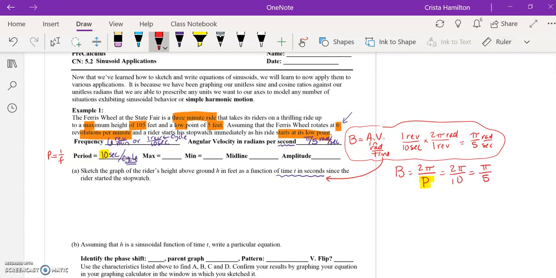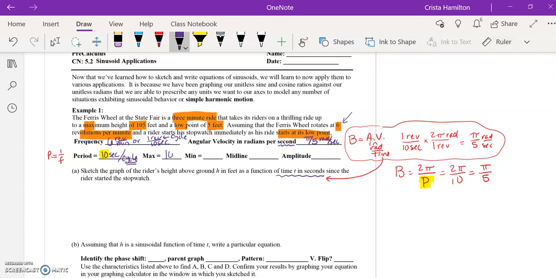But again, I wanted to stress that that B value is telling you several different things. It's the number of cycles that happen every 2 pi. It's also telling us what the angular velocity is in radians per time. So I just wanted to make that connection again. All right, coming back in and filling in the given information.